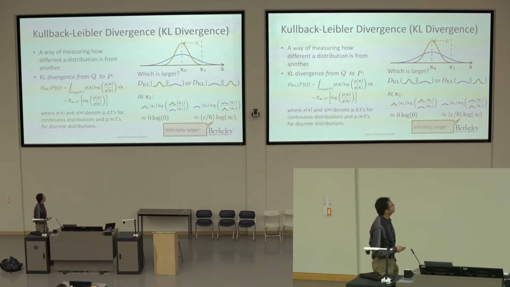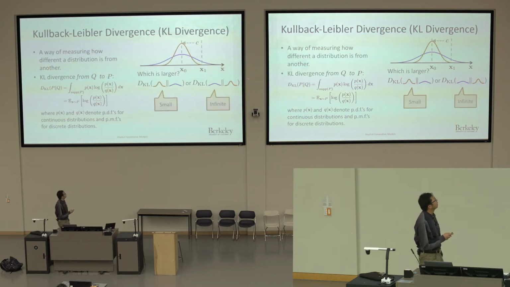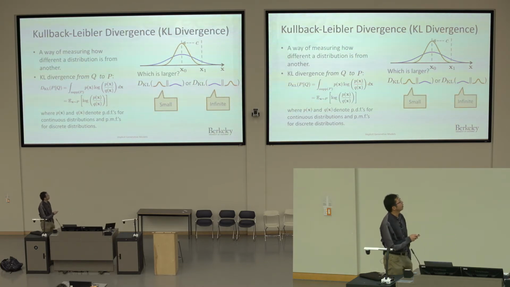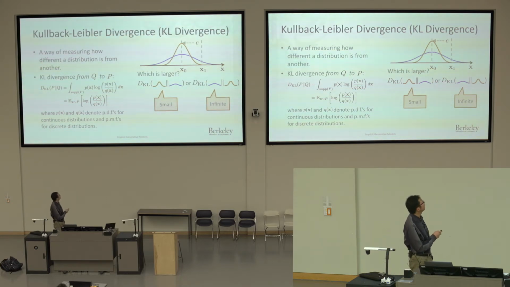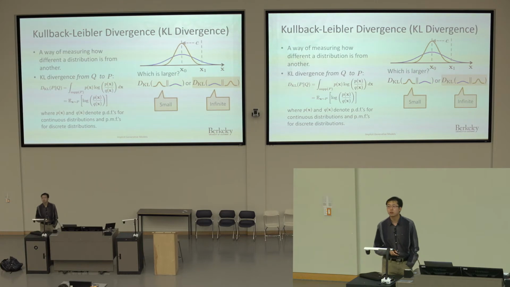As long as you have these regions here, you're always going to have this sort of thing happening. That tells you that the KL from gold to blue is in this case infinite, whereas the KL from blue to gold is actually quite small. So this is actually the right answer. Any questions?